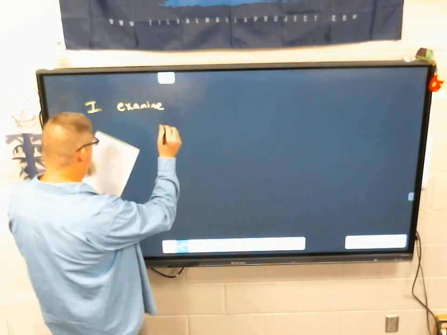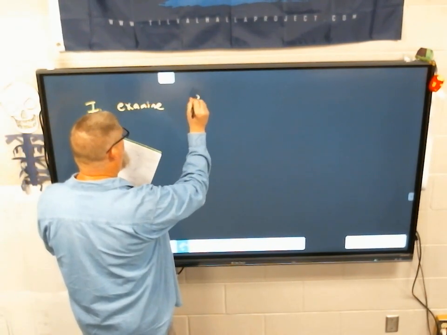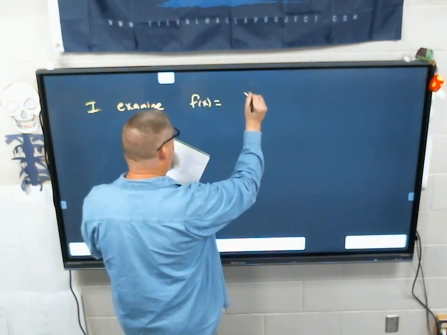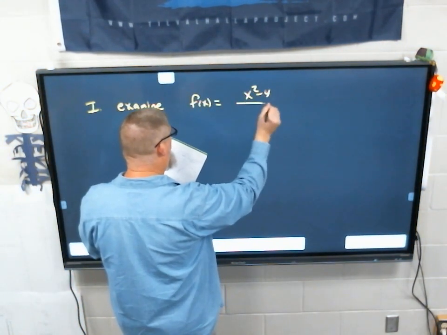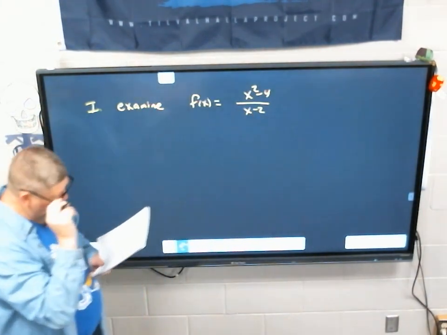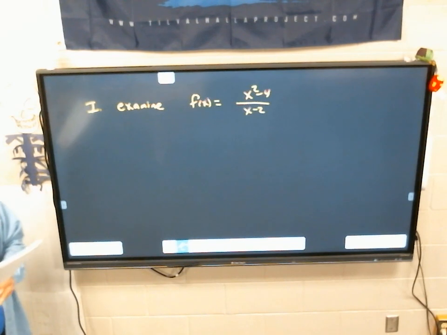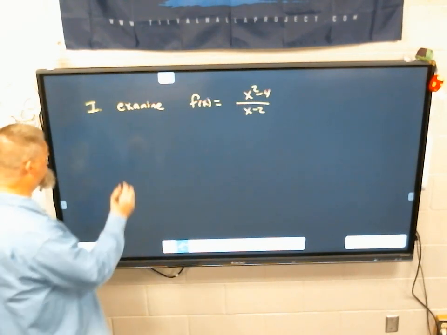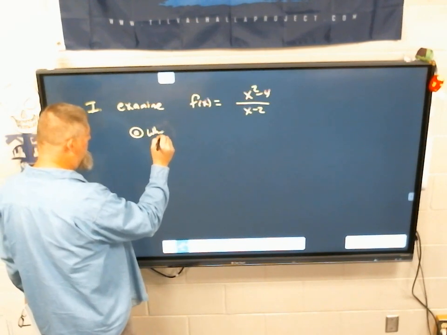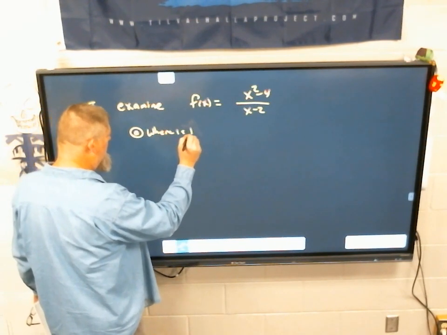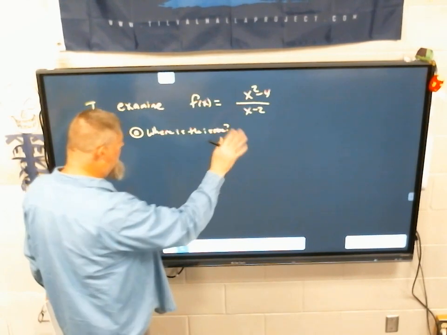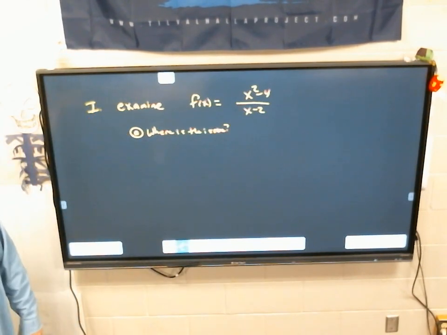Okay, so let's examine a function. f(x) equals x squared minus 4 over x minus 2. Nice rational function. The first thing you ask yourself is, where is the problem? Or where is the issue? Look at this particular problem and where do we have an issue?